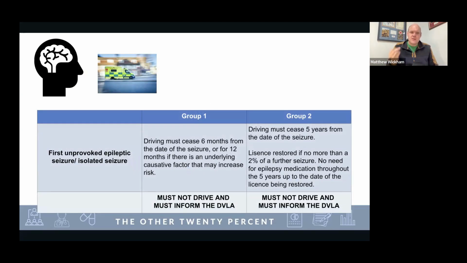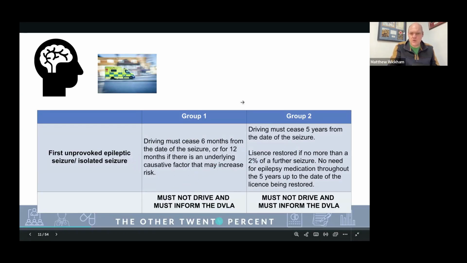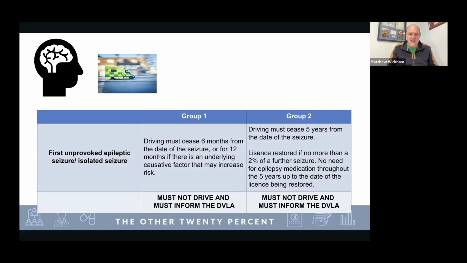So let's go through some key points. First, unprovoked or suspected epileptic seizure. Group one, driving must cease for 6 months from the date of seizure, or for 12 months if there is an underlying causative factor that may increase risk. You often think, well, hang on a second, how the heck am I meant to know if it's going to increase risk or not? Well, that's where neurology and your local specialists really come in. And often, what the DVLA will do is pull that information from them to make that assessment. And that's why it says must not drive and must inform the DVLA. And that time frame is there to really sort of help you out.